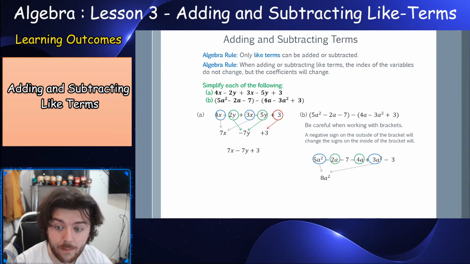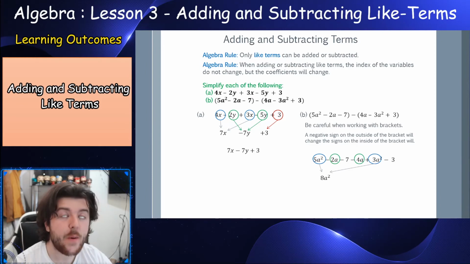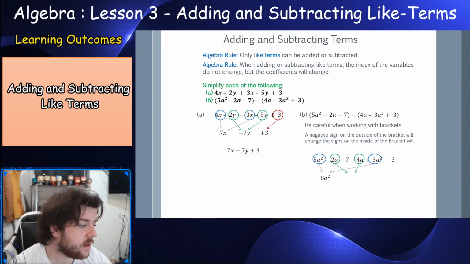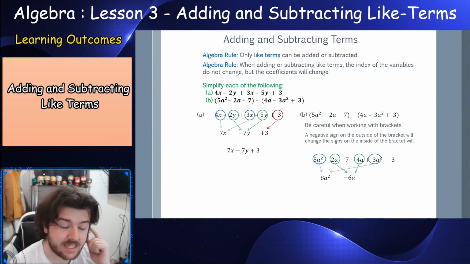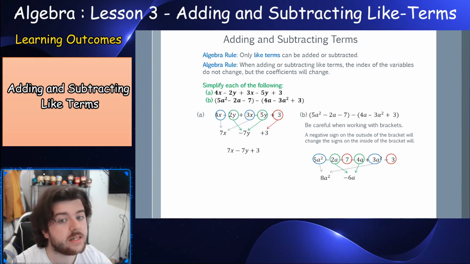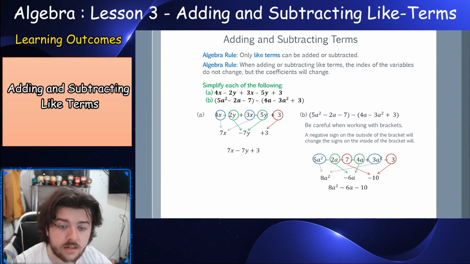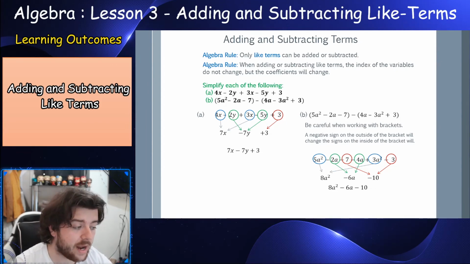Now I work with my singular a. So now I have minus 2a minus 4a. So minus 2 minus 4 is going to be minus 6. And then I have minus 7 minus 3. They're my two constant values. So minus 7, take away 3 from that. I'm going to have minus 10. And then that's the simplified 8a squared minus 6a minus 10.